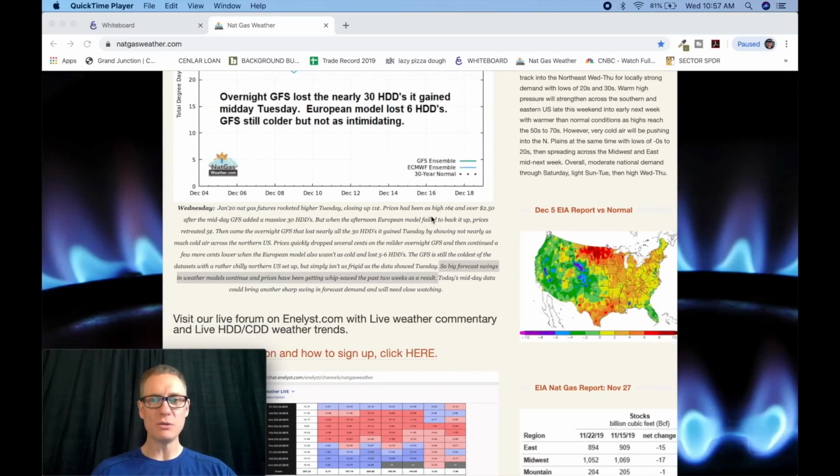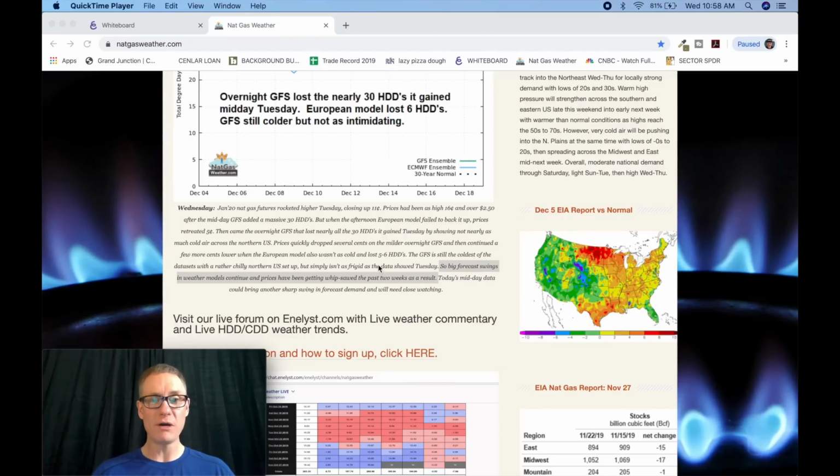It gets into talking about what happened yesterday, and it's saying that natural gas futures rocketed higher on Tuesday, closing up 11 cents. They went as high as 16 cents, up and over 250 for the midday, and then they talk about how the GFS added a massive 30 heating degree days, and that's what caused that push to the upside. But then when the afternoon European model failed to back that up, prices retreated by a nickel.